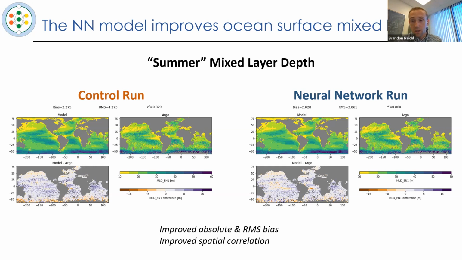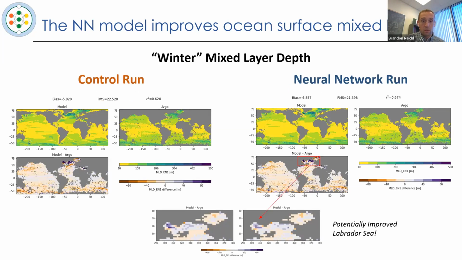And by looking at some of the integrated metrics of this, like the mean bias or the root mean square bias, you can see a reduction of about 10% or so on those quantities, as well as an increase in the spatial R squared of these patterns, going from 0.83 to 0.86. We can also look at the deep winter mixed layers. So these are the convectively driven mixed layers. And we also see similar improvements. The bias gets a little bit worse, but the root mean square bias also goes down here. And looking at the spatial R squared, we see an improvement going from 0.62 to 0.674.